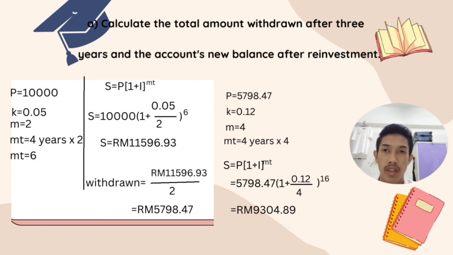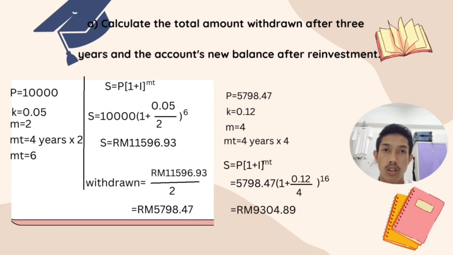After that, enter the numbers into the formula, which is future value equals 10,000 in bracket 1 plus 0.05 divided by 2 power of 6. The answer for future value after the calculation is 11,596 ringgit and 93 cents. We need to know the withdrawal by dividing the future value by 2. So the answer is 5,798 ringgit and 47 cents.